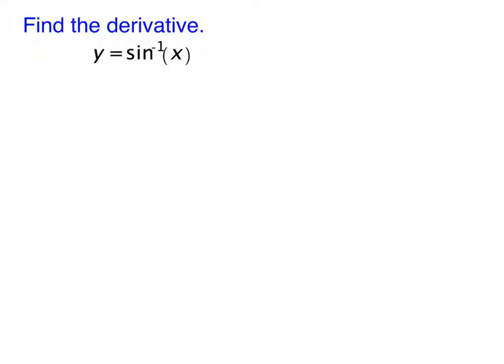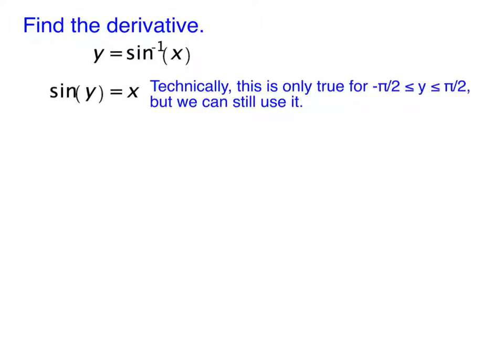All right, so in order to do this, we don't currently have any rules for being able to find the derivative of an inverse sine function. But we can manipulate it and use some of the work that we were doing last week to help us. We can rewrite this equation as sine of y equals x. Basically what we're doing is we're taking sine of both sides of the equation, because inverse sine and sine cancel each other out.